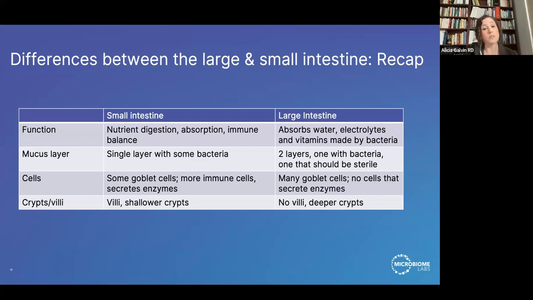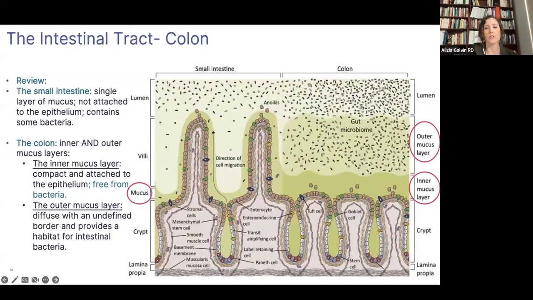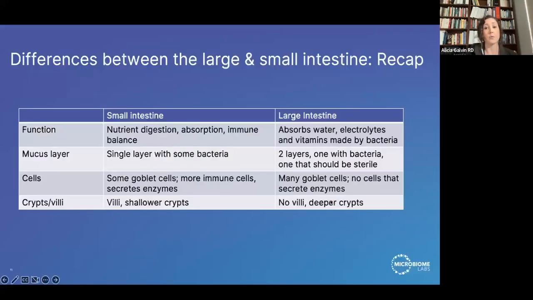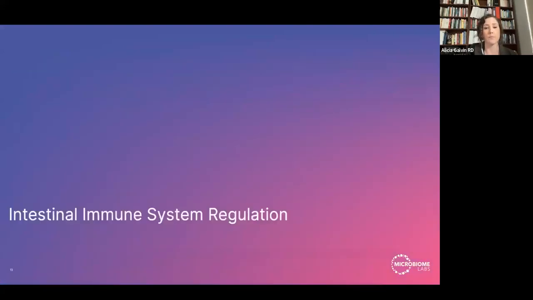And there are more immune cells in the small intestine. There are immune cells in the large intestine, but just not quite to the degree of what's in the small intestine. But also the anatomy is different. So we have the villi, or those finger-like projections, and shallower crypts. Whereas in the large intestine, we don't have any villi and we have those deeper crypts, which you can see here, villi being here, crypts being here. So again, there's a difference in how the anatomy actually looks as well.